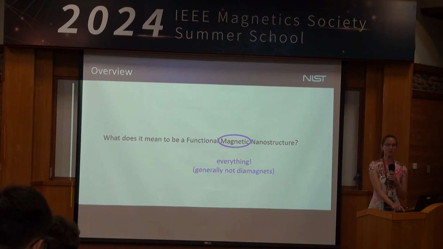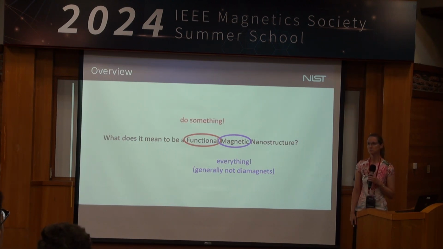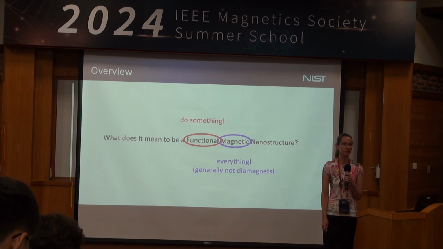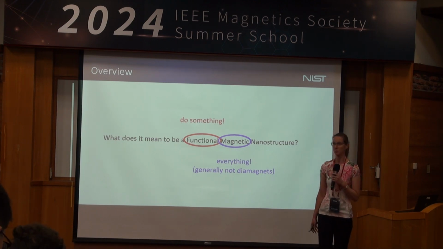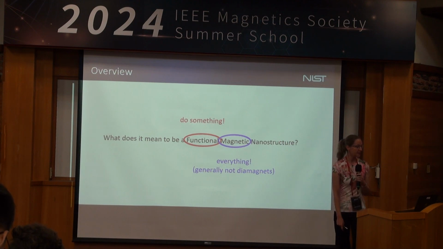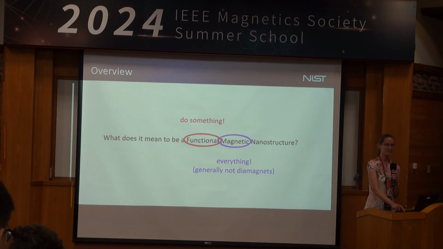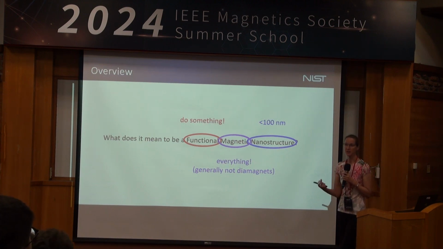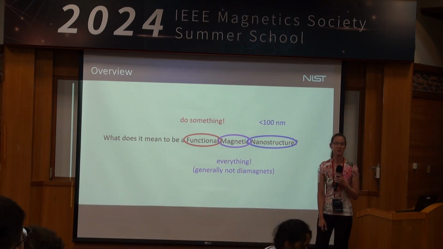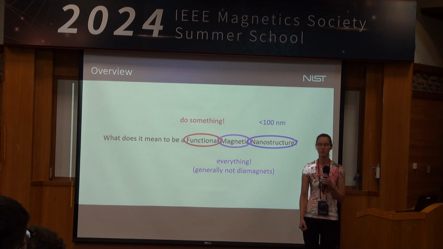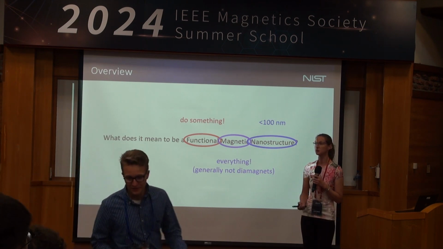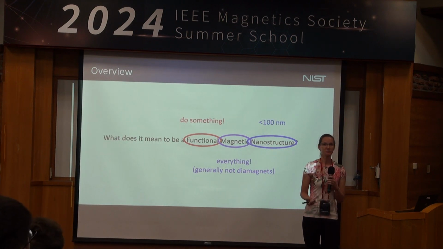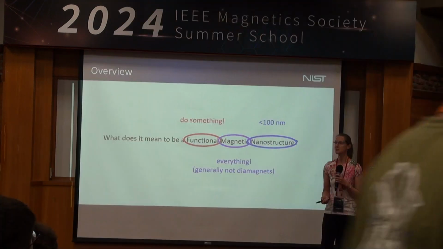So what do I mean by functional? Well, functional means it's got to do something. It's not allowed just to sit on the shelf and look pretty. It's got to actually have a purpose. And then the final piece is a nanostructure. The ISO definition, the International Standards Organization definition, for a nanostructure means that I have to have one dimension that is less than 100 nanometers. Well, that covers a multitude of sins.